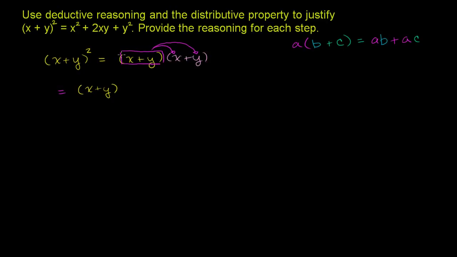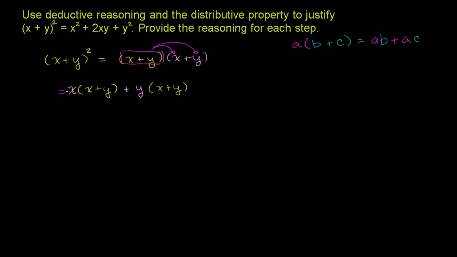I don't even have to write the x after it. I could just write it there. It doesn't matter whether you multiply x times (x plus y) or (x plus y) times x. Order doesn't matter. And then it's going to be plus y times (x plus y). And now we can apply the distributive property again. We have x being multiplied by (x plus y), and then we have a y being multiplied by (x plus y). So let's just do that again.